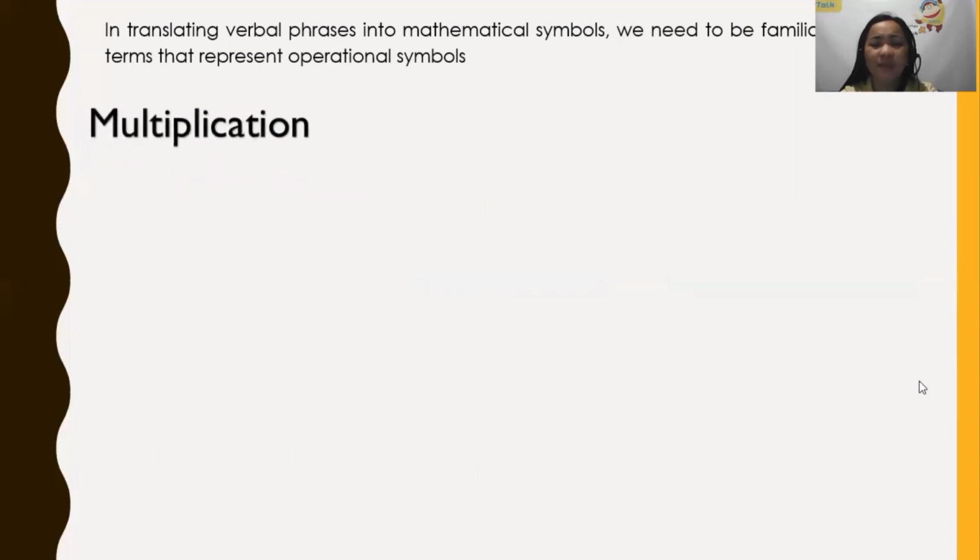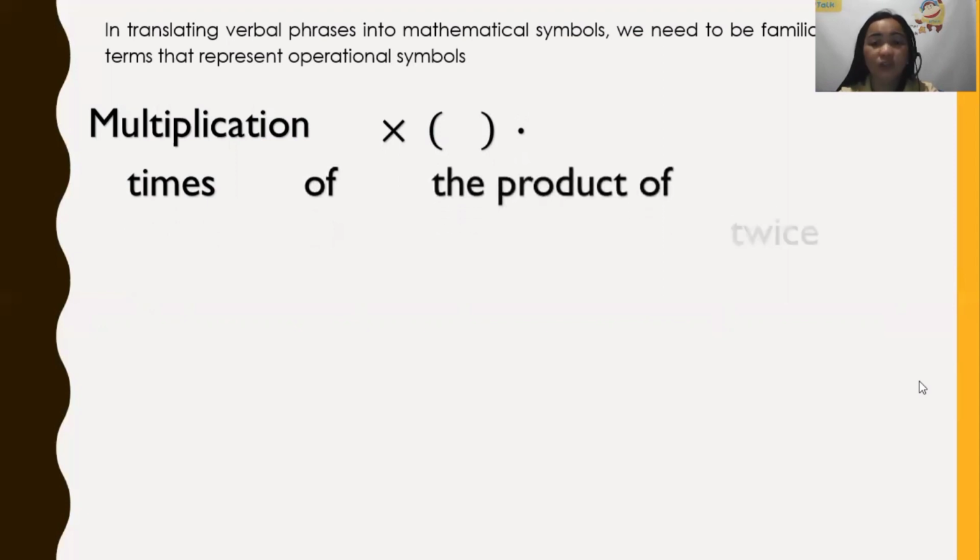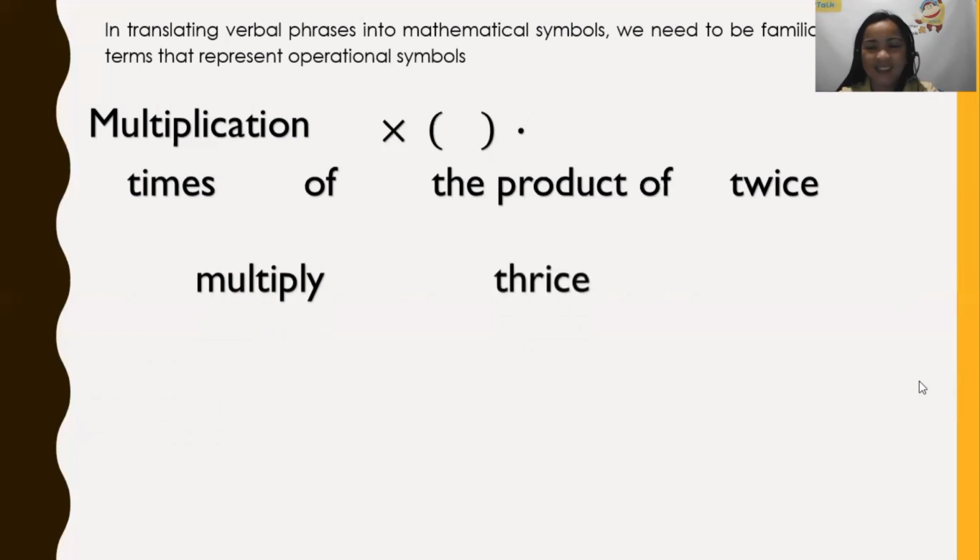How about if we have multiplication? What symbols are we going to use to represent multiplication? These are the symbols that we are going to use. We can use the symbol X, and we can also use the parentheses and this dot. Now, what are the terms that we are going to use? We have the word times, of, the product of, twice, multiply, and the word thrice.